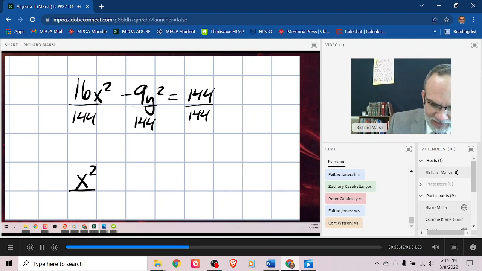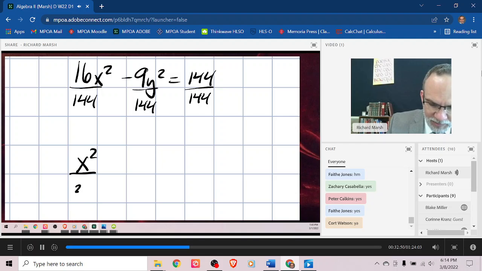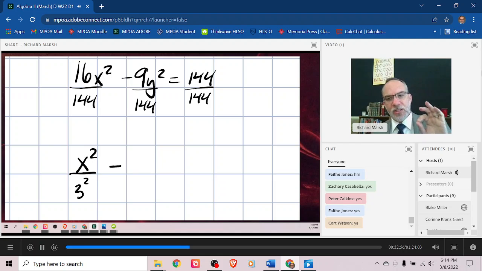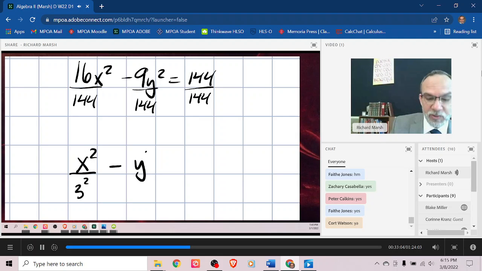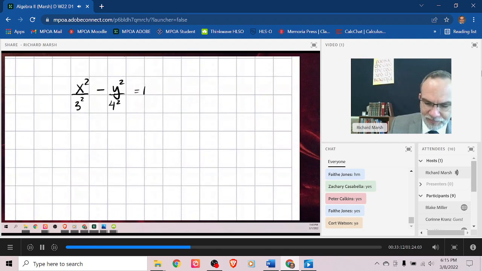Okay, this is going to be then x squared divided by, what did we say it was? 9, 3 squared. Minus, though, that's your key thing. When one of the values is squared and the other one is squared, but one is positive and one is negative, that's a hyperbola. It could be y squared minus x squared. We'll talk about that in a minute. But one of them is minus and the other one isn't. This then was what? 4 squared is equal to 1.